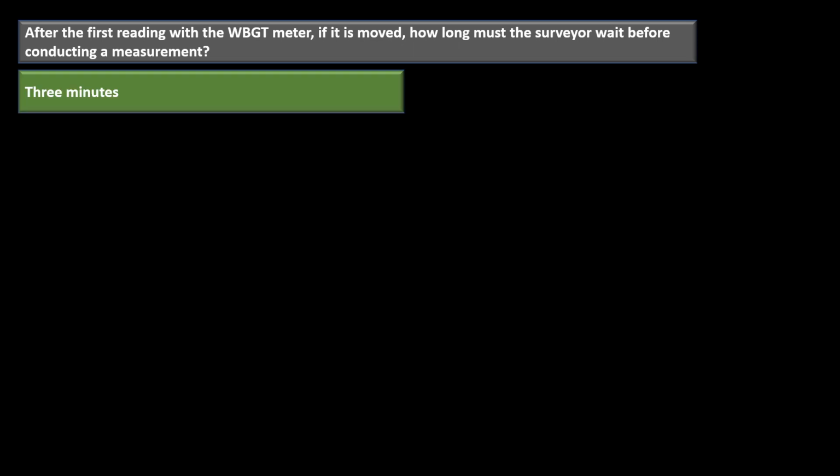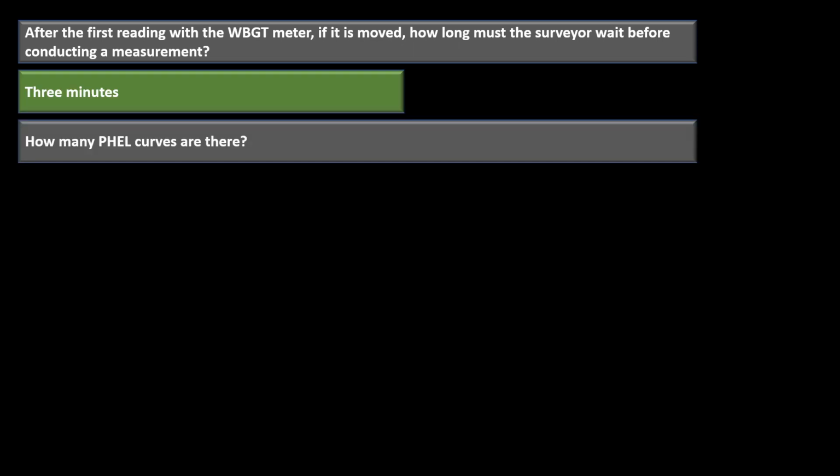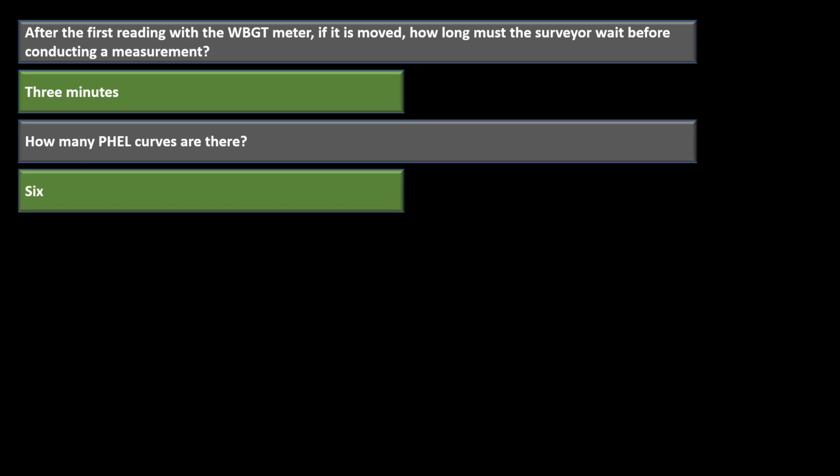After the first reading with the WBGT meter, if it is moved, how long must the surveyor wait before conducting a measurement? We've already got the first reading, we've moved it now, how long do we have to wait? We have to wait 3 minutes. How many FEL curves are there? We say there are 6.